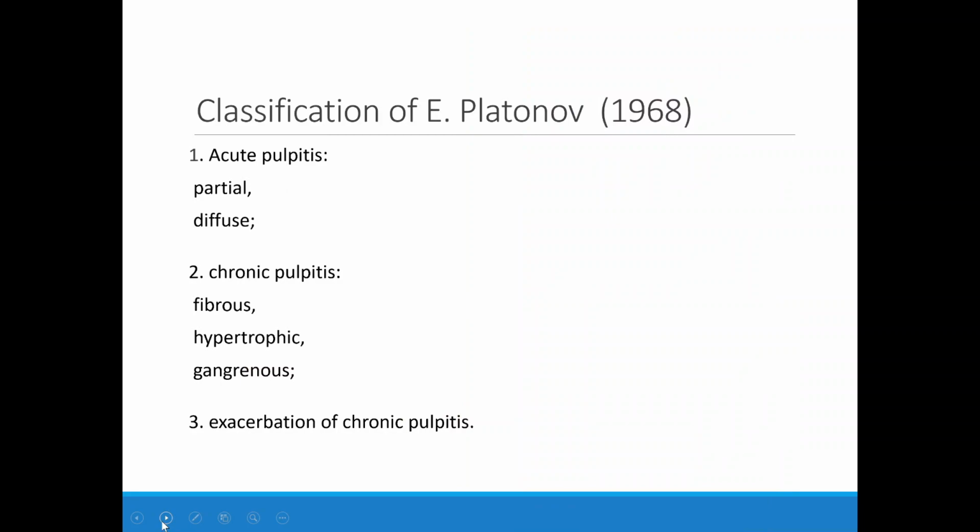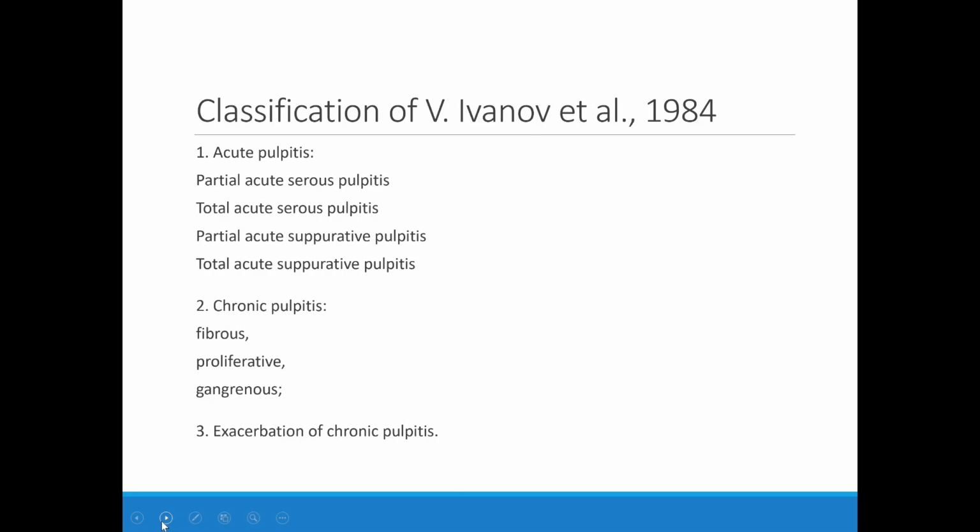We have some classifications of pulpitis. One of them is the classification of Platonov. We divide acute pulpitis into partial and diffuse, chronic pulpitis into fibrous, hypertrophic and gangrenous, and the third group is exacerbation of chronic pulpitis. The classification of Ivanov divides acute pulpitis into 4 groups: partial acute serous pulpitis, total acute serous pulpitis, partial acute suppurative, and total acute suppurative pulpitis. And chronic pulpitis: fibrous, proliferative, gangrenous, and the third group is exacerbation of chronic pulpitis.